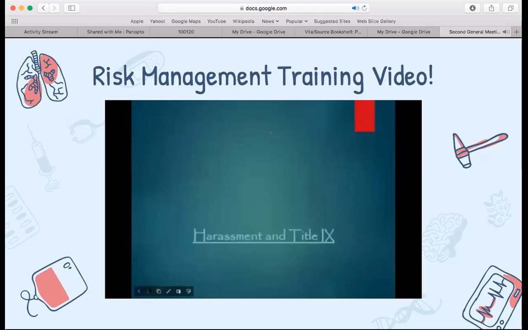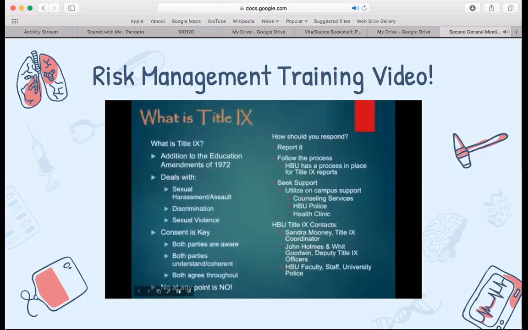Harassment and Title IX. This is the really serious section. So what is Title IX? It is in addition to the Education Amendments in 1972. It deals with sexual harassment and assault, discrimination, sexual violence. So in all of this, consent is key. Both parties need to be aware, understand, and coherent, and agree throughout. No at any point is no.